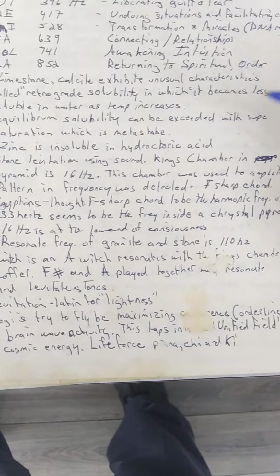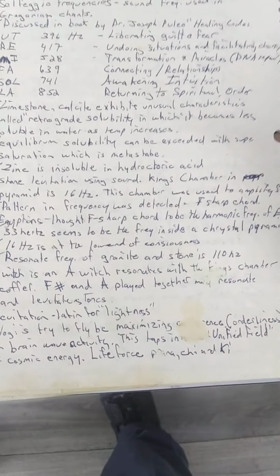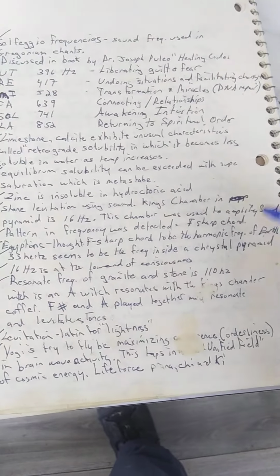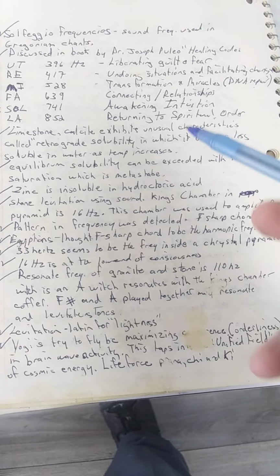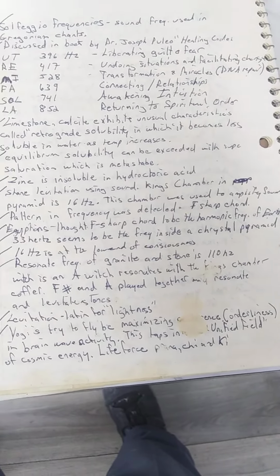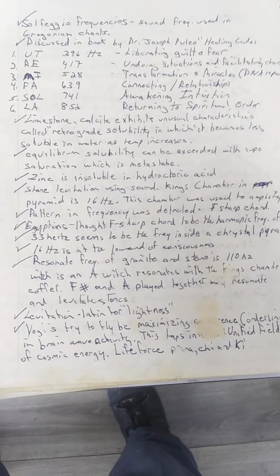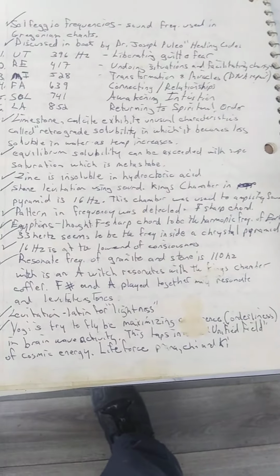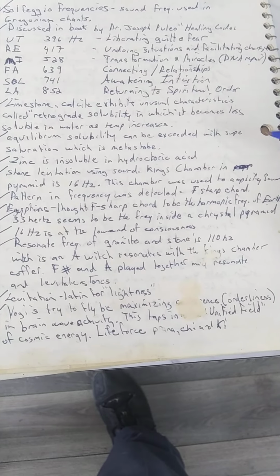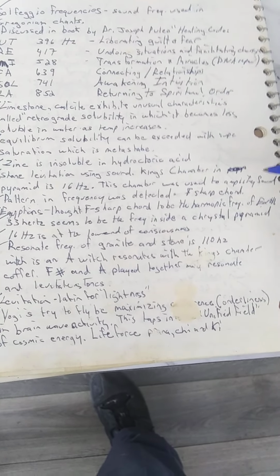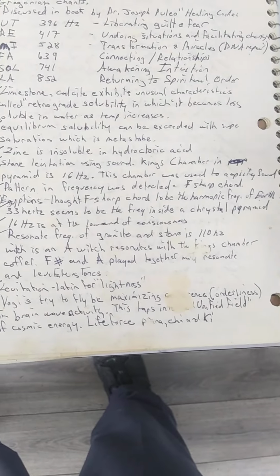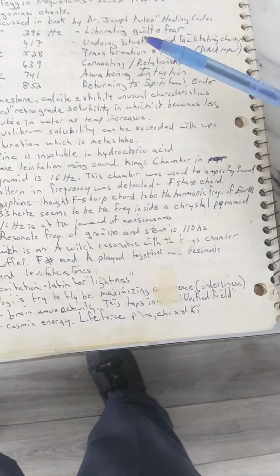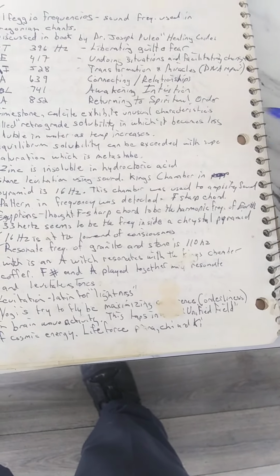So, stone levitation using sound. In the King's Chamber, in the pyramid, it's 16 hertz. The chamber is used to amplify the sound. Pattern and frequencies have been detected there. They're using an F sharp chord. Okay, so the Egyptians thought that the F sharp chord was the harmonic frequency of the earth. 33 degrees seems to be the frequency inside of a crystal pyramid.